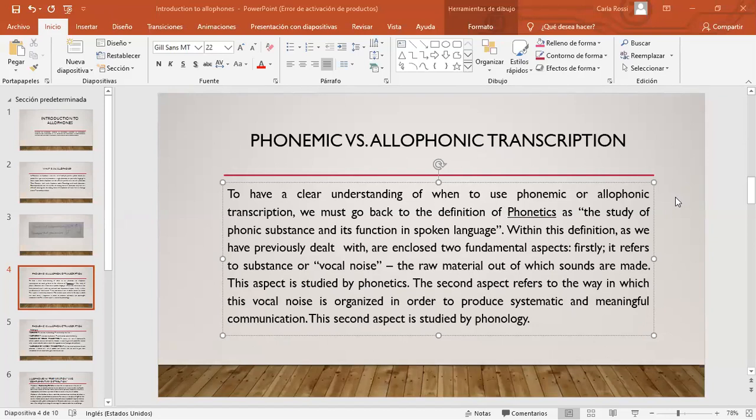Phonetics with capital letters is the study of phonic substance and its function in spoken language. We have phonetics, like the big title. And from that, two smaller definitions or two branches come. From phonetics with capital letters, it derives two branches, which are phonetics without capital letters and phonology.